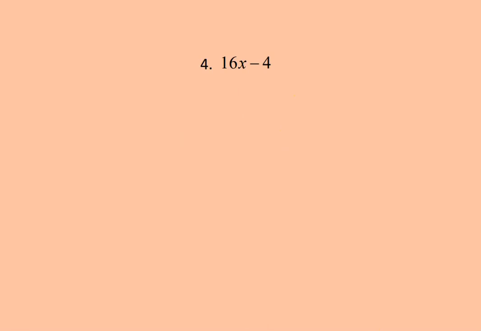In this example, we have 16x minus 4. If I look at the numbers, what is the biggest number that will divide into both 16 and 4? Again, we know that 2 will go into both numbers, but that's not the biggest number that can divide into both numbers. 4 would be the biggest divisor.